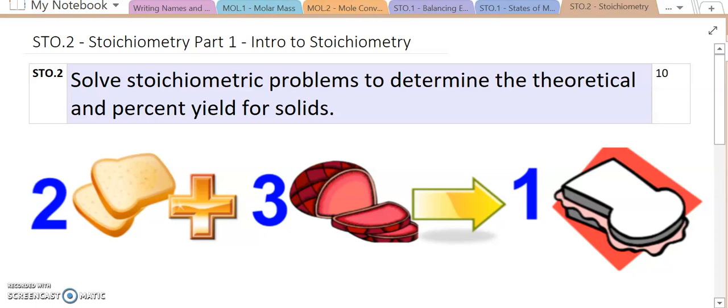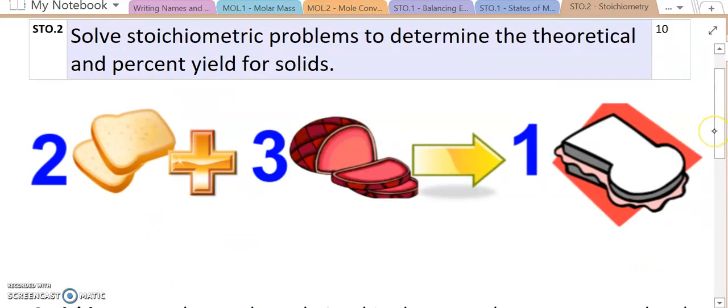Stoichiometry is a big fancy word that sometimes is intimidating, but the concept itself really isn't so bad. Stoichiometry in chemistry commonly is referred to as stoic, and the best way to take a look at stoichiometry is to take a look at an actual example. So I'm going to make myself a ham sandwich.